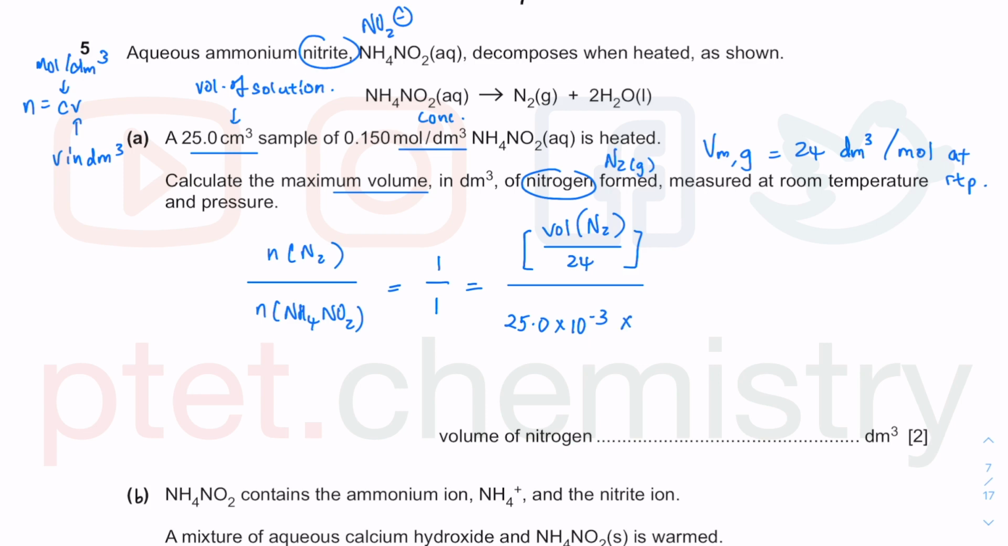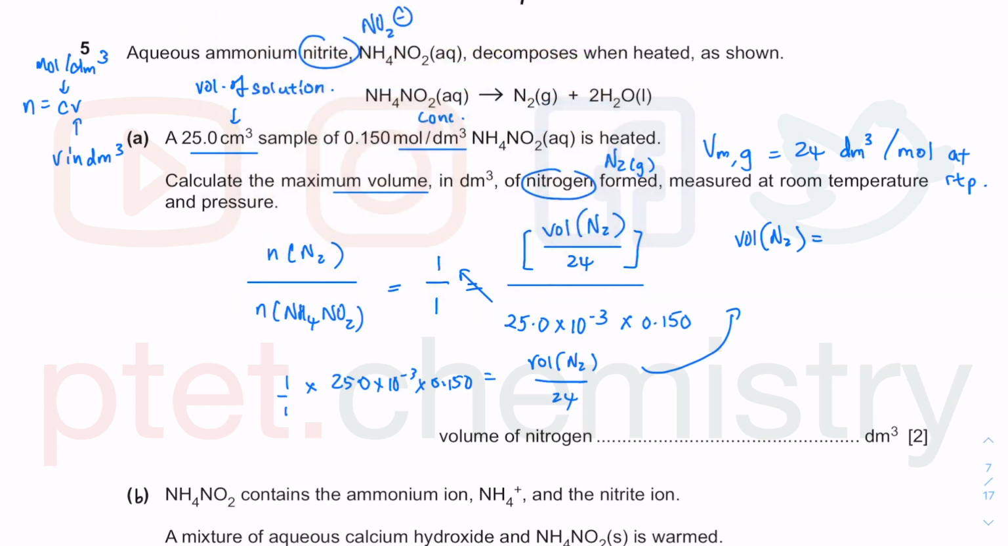I convert the volume from cm cube to dm cube, multiply them by the concentration, 0.150. So what I can do is I can move this up. Then I get volume of N2 over 24 equal to 25.0 times 10 to the minus 3 times 0.150. Of course, anything multiplied by 1 over 1 is going to be itself. So volume of N2, by right, I could really just move up the 24 straight away, but I decided to do it another step. So whatever you do, do not have times 24 and then divide by 24 here. That is just mathematically wrong.